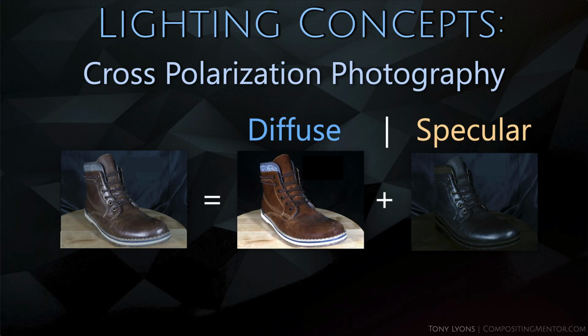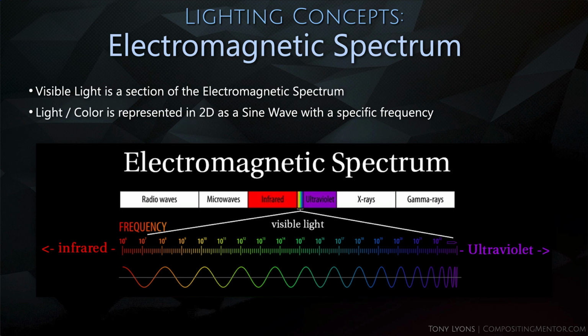Okay, so today we're going to be talking about some cross-polarization photography. That is a specific type of photography that allows us to actually separate the diffuse and specular components in real life from a photograph. As you can see, there is a picture of a boot or a shoe on the left side, and we have split out diffuse and specular components of that original image. This can be really useful for recreating the shoe in 3D and using these photographs as textures and photogrammetry. So let's get scientific and nerdy about light.